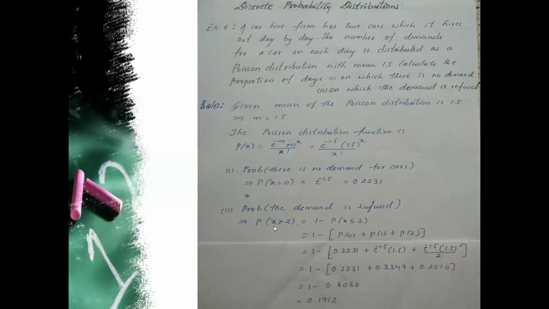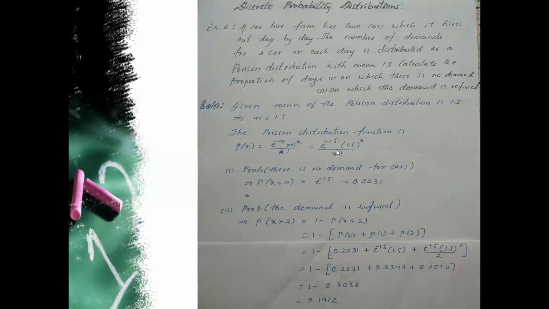So probability that the demand is refused means it is probability that x is greater than 2. The demand is greater than 2. So it is 1 minus probability that x is less than or equal to 2. Probability that x is less than or equal to 2 means it is p of 0 plus p of 1 plus p of 2. P of 0 is already calculated, 0.2231.